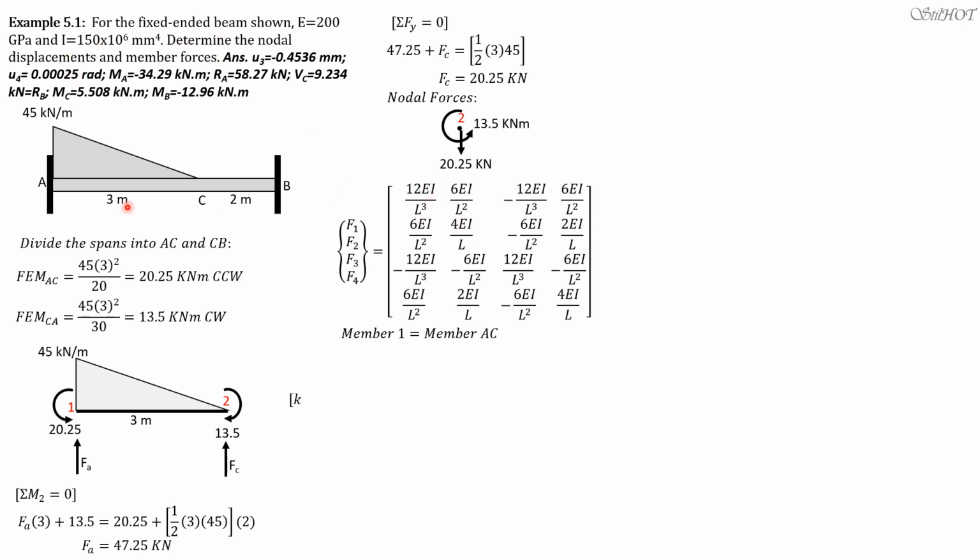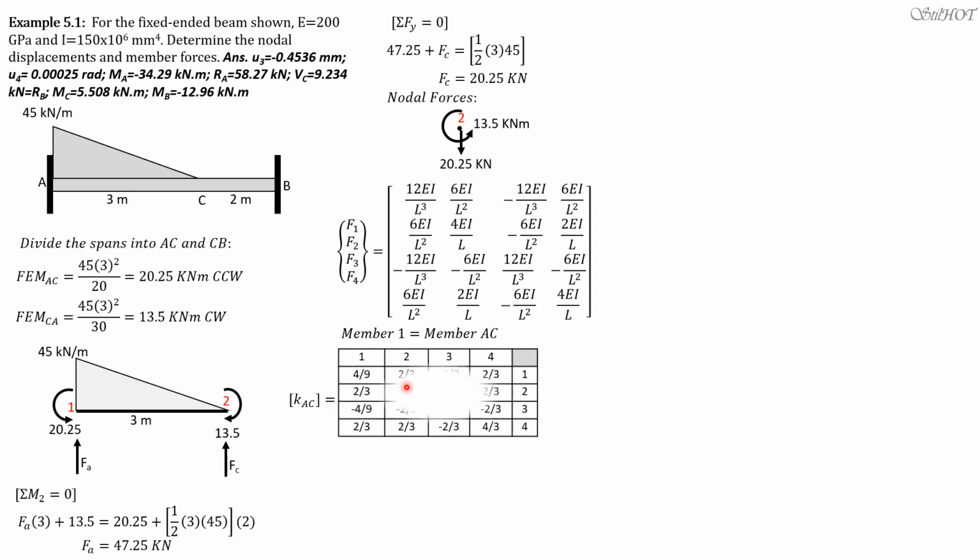So 12 divided by 3 cubed. So k_EC is 12 over 3 cubed. So these are the values. So 12 over 3 cubed is 4 over 9. 6 over 3 squared is 2/3. Then the negative of 4 over 9 here.